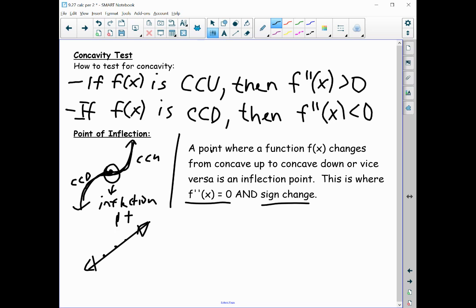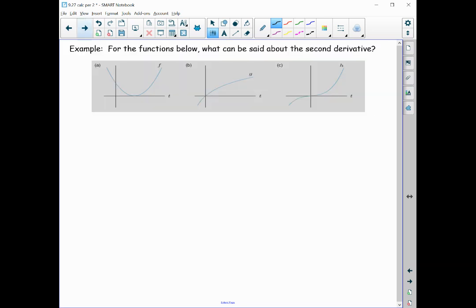Today, we're really focusing on what functions tell us about the second derivative and what second derivatives tell us about the function. So we're going to go through an example. Here's your first one. For the functions below, what can be said about the second derivative?